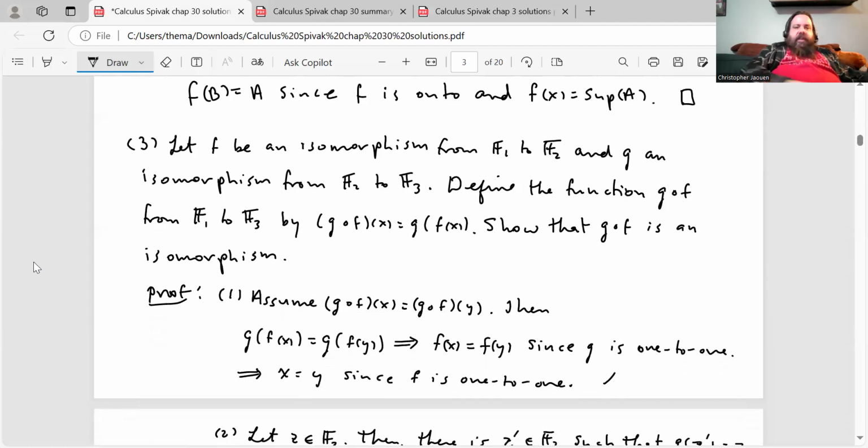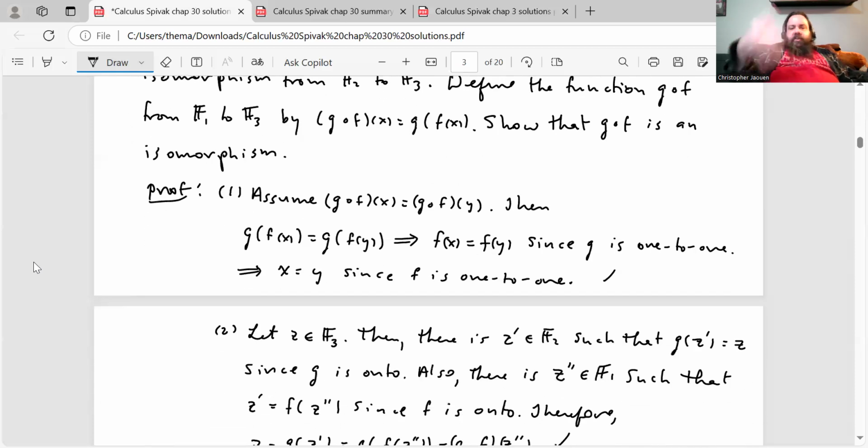Question 3 says, let F be an isomorphism from F1 to F2 and G an isomorphism from F2 to F3. Define the function G composed with F from F1 to F3 by G composed with f of x equals G of f of x. Show that G composed with F is an isomorphism. So you just show the 4 properties.